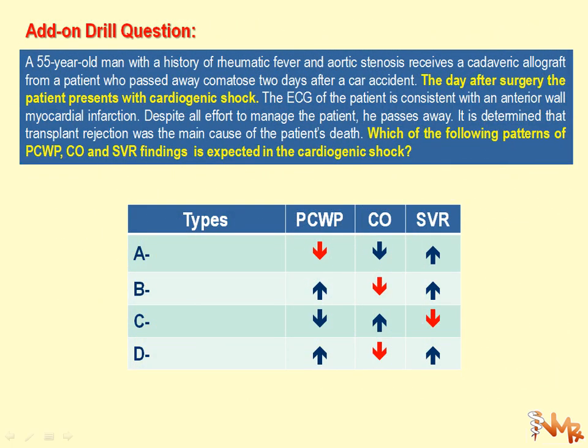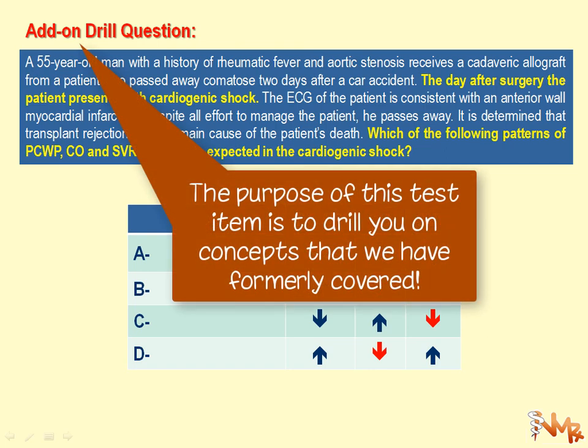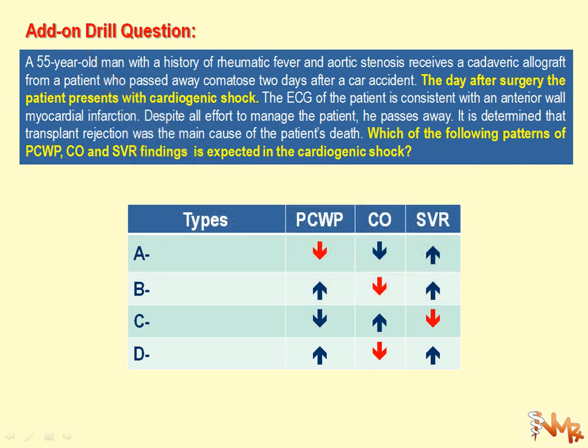I have a drill question. You may not have it in your book. Remember, in the same question that I just showed a second ago, I said a day after surgery the patient presents with cardiogenic shock. I want to drill you to see if you remember the differences between different types of shock. Tell me which of the following 4 patterns of response, which include pulmonary capillary wedge pressure, cardiac output, and systemic vascular resistance, is well matched with cardiogenic shock?